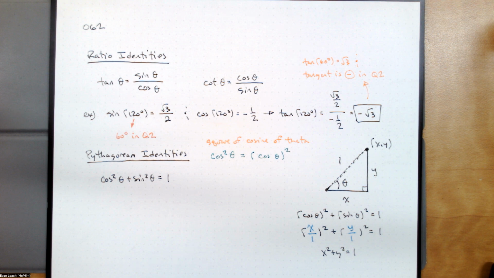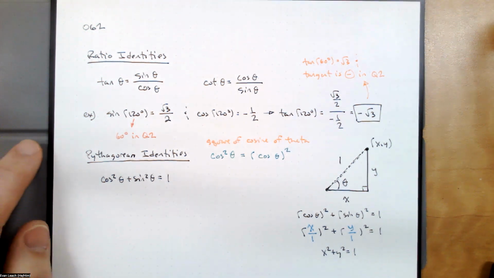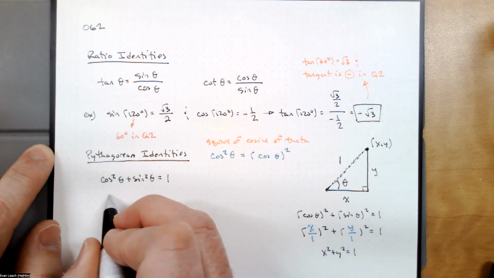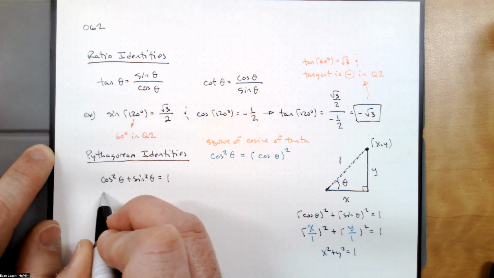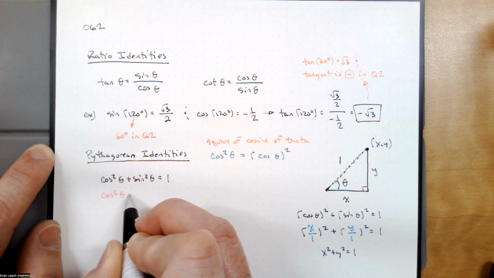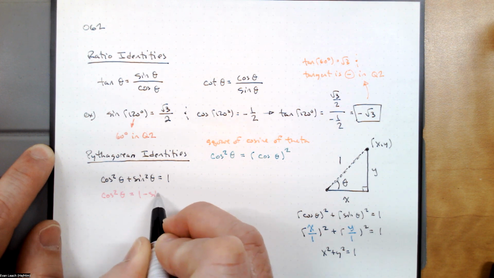This is actually three identities that we don't always want to explicitly write, but we want to recognize, so I'm going to explicitly write them down. So cosine squared plus sine squared is equal to 1. A variation of this would be that cosine squared theta is equal to 1 minus sine squared theta.